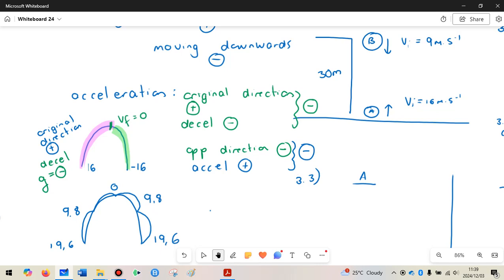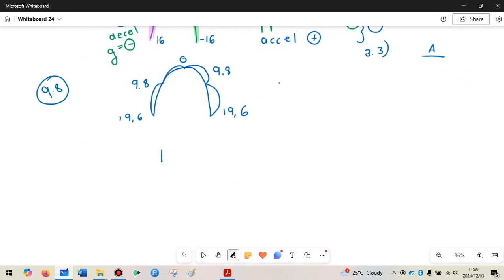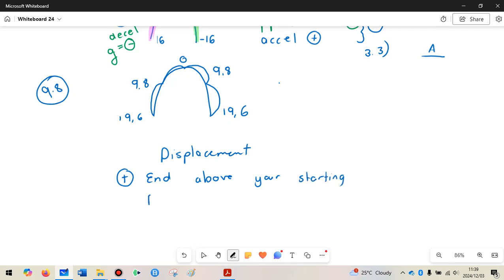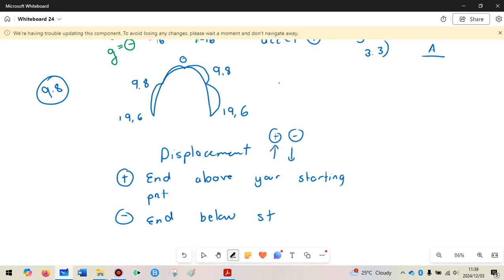Okay, so it's quite a lot to think about. Then when it comes to displacement, okay, your displacement is positive if you end above your starting point, and your displacement is negative if you end below your starting point. Okay, that is of course if we're choosing up as positive and down as negative, which we'll do most of the time.